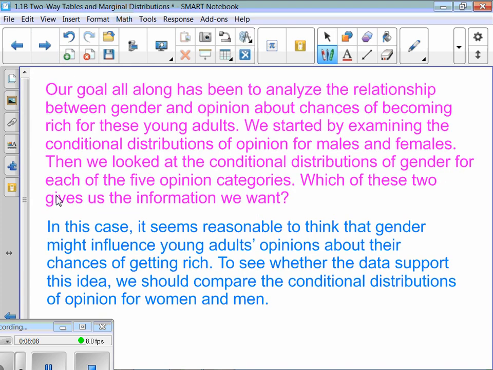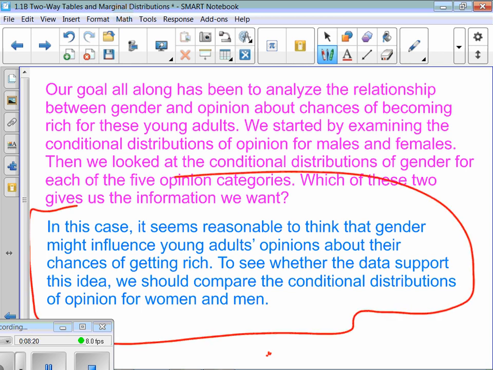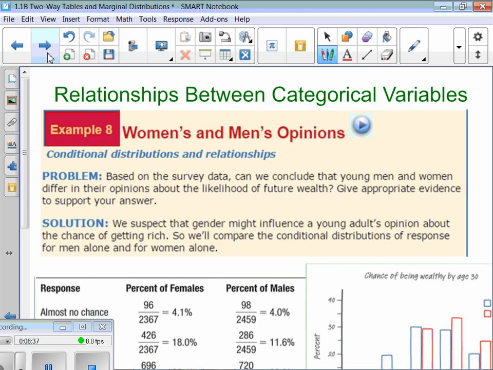So you guys, which one's better? Well, it depends on what they're asking. In this case, it seems more reasonable to think that gender might influence young adults' opinion about their chances of being rich rather than their opinion influencing gender. And so we would probably use the down columns, the first way, and see whether the data supports this idea. All right, so here's both.